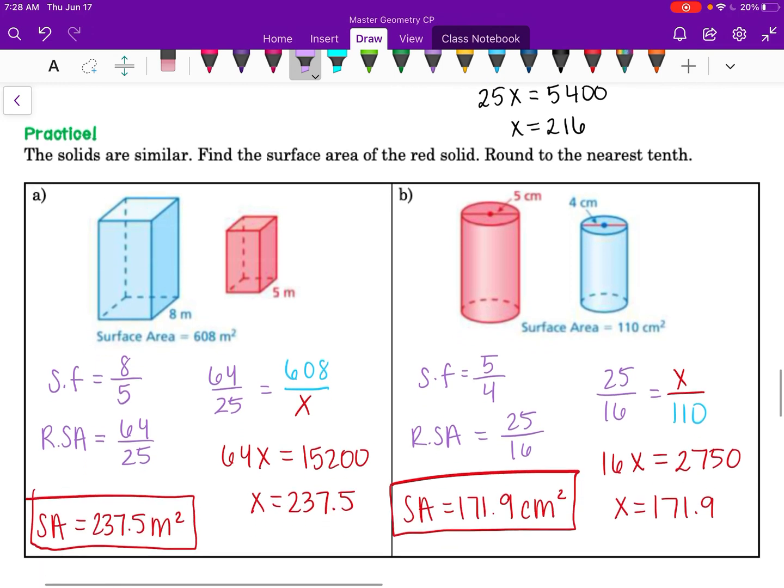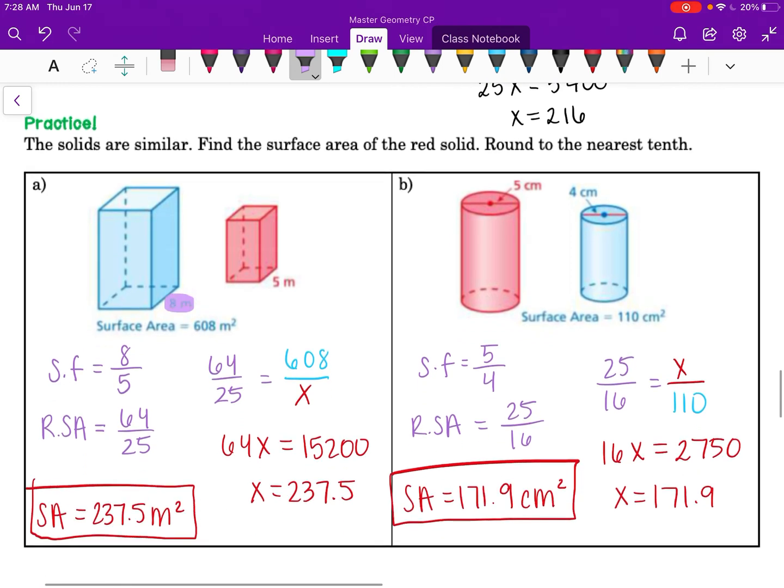So for the first one here, the first thing we did, we found our scale factor, 8 over 5. That can't be simplified, so that's our scale factor. Next, we had to find our ratio of surface areas. To do that, we square the scale factor, so we get 64 over 25.